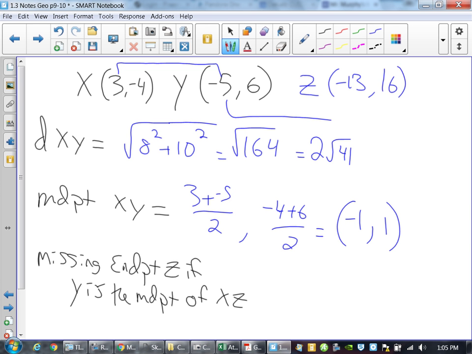Is this like how the questions are going to be set tomorrow? Like you have distance, midpoint, and the missing all together? And they might be 3 separate questions. They might be 3 different parts.